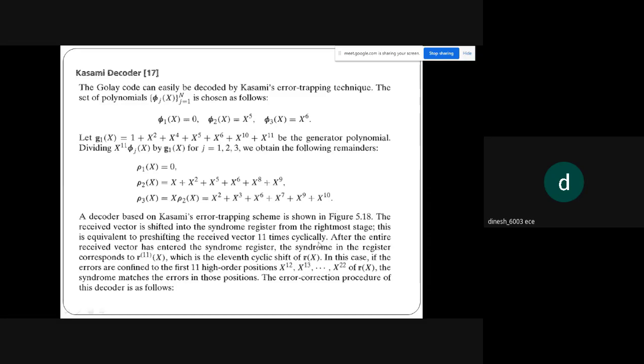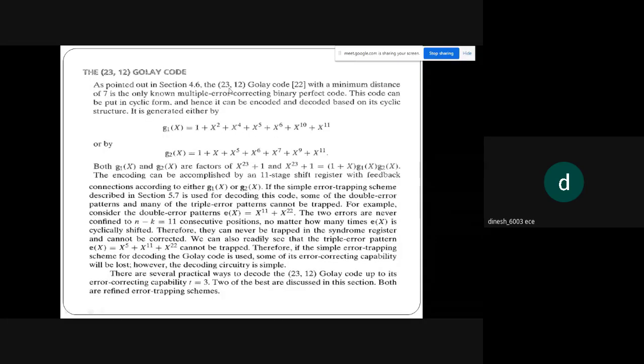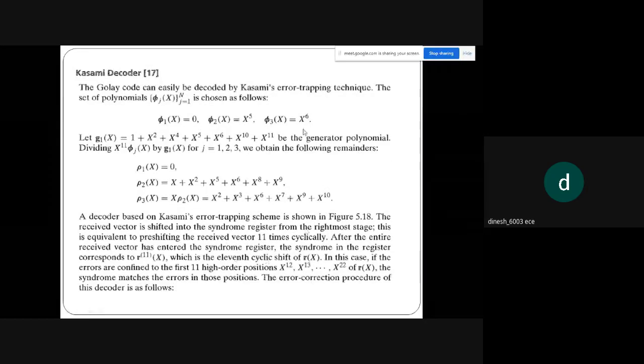Error trapping scheme using syndrome registers. Okay. In the syndrome shift register, we had seen Q is equal to 3. So we had only S2, S1, S0. So here we'll have 11. Don't ask me why 11. If you ask also, I'll tell you. N is 23. K is 12. So N minus K, Q is equal to 23 minus 12, 11. So this is why we use 11.